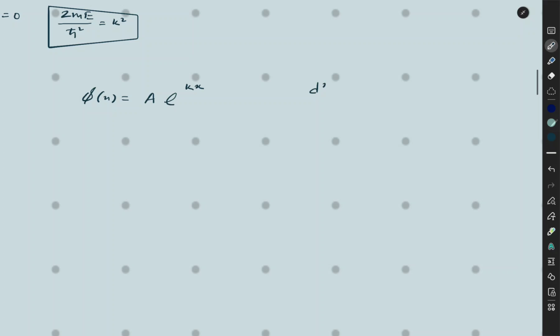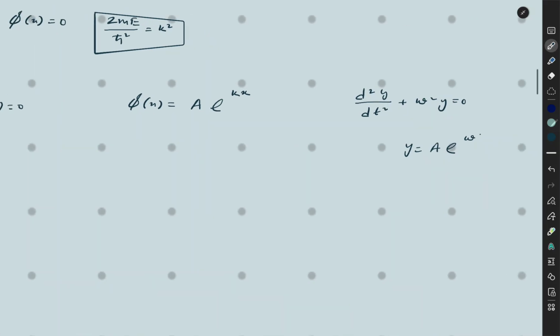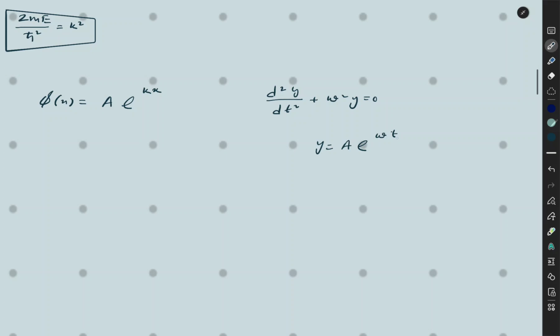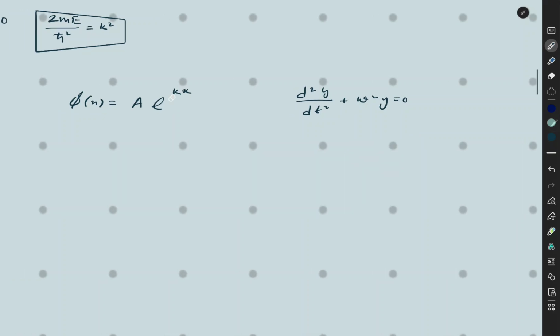what we used to get was del 2 y by del t2 plus omega square y equal to 0. Then we used to take y equal to A e to the power of alpha t. So let us also take it here as alpha.